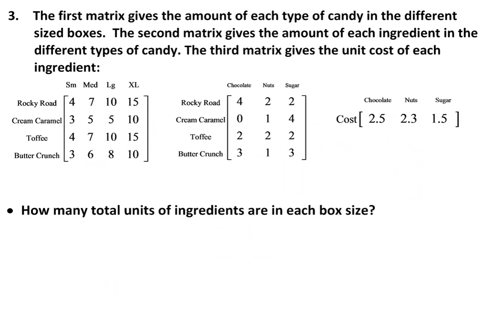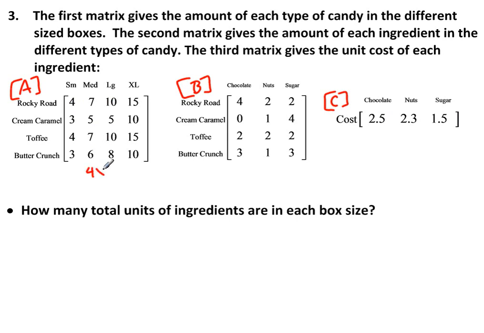So it says the first matrix gives the amount of each type of candy in the different size boxes. The second matrix gives the amount of each ingredient in the different types of candy. And the third matrix gives the unit cost of each ingredient. So I'm going to call this matrix A in my calculator. I'm going to do the second one as matrix B, and the third is matrix C. It's always nice to do this so when I'm actually writing out what I need to type in, I make sure it corresponds correctly.